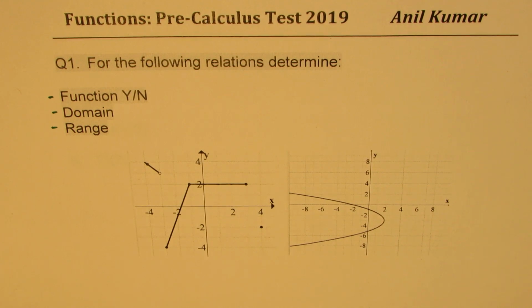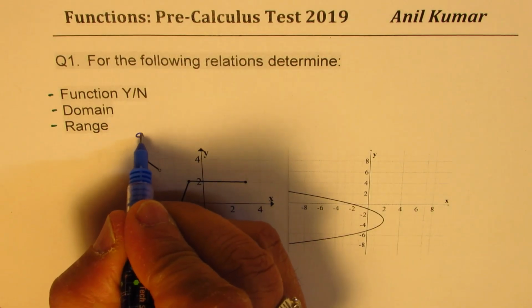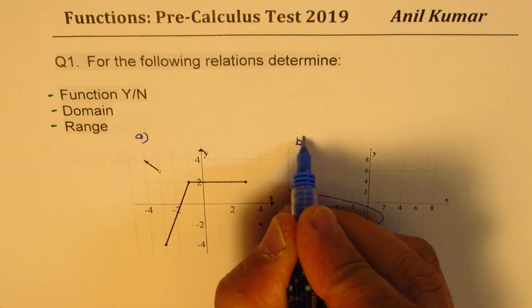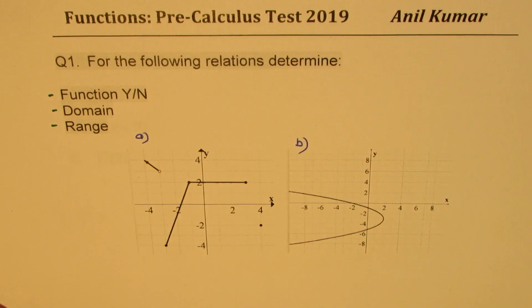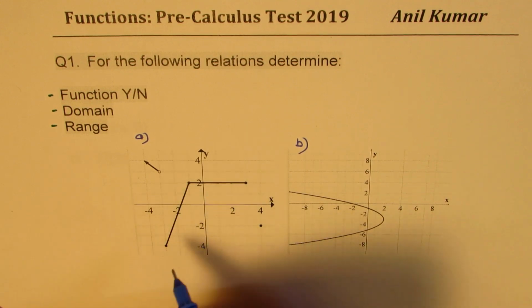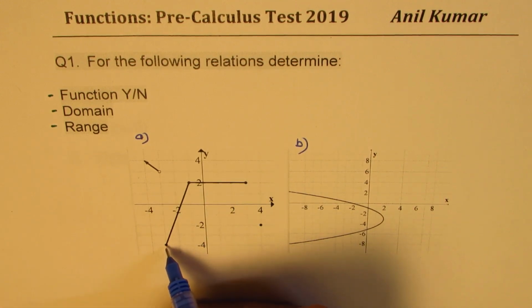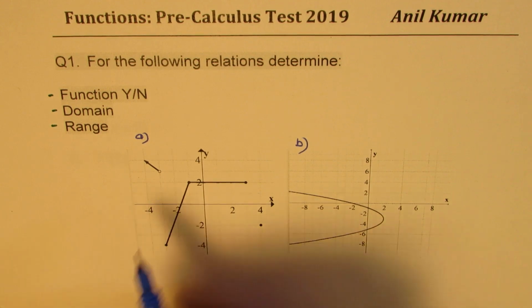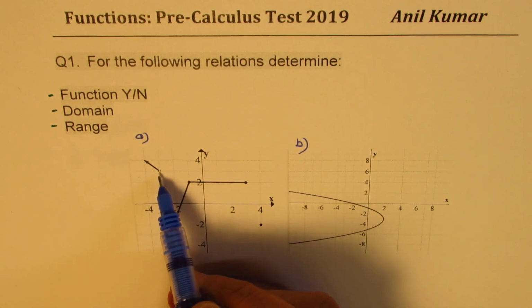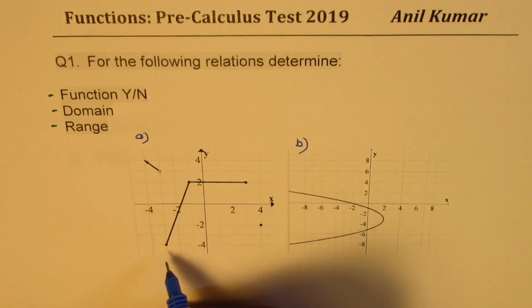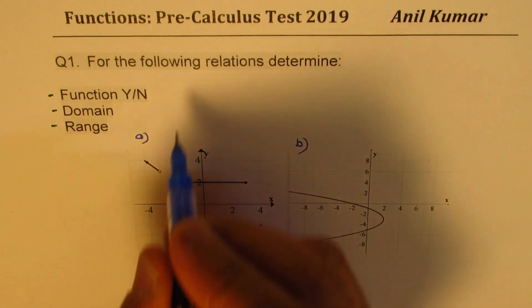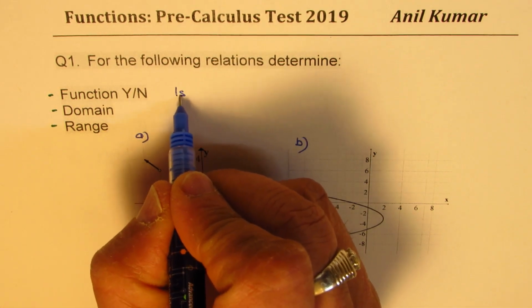We are given 2 relations here. Let's call them A and B, right? So this is our relation A, this is relation B. First thing, we need to say whether these are functions or not, right? Clearly, the first one, here we have a closed circle, and this one is open, correct? Open circle, closed circle. That means it is a function. So this one is a function.